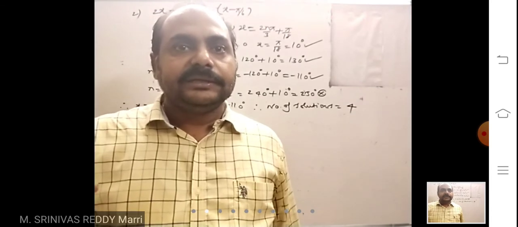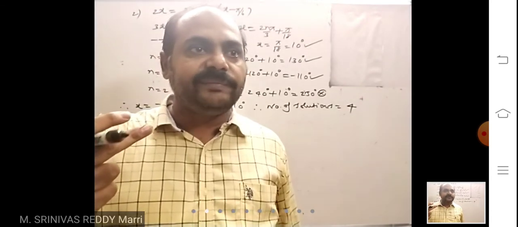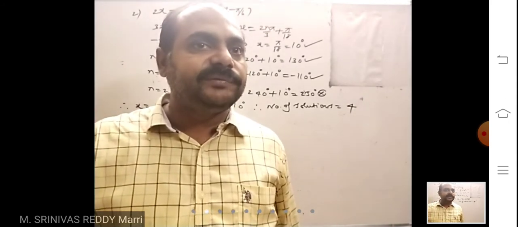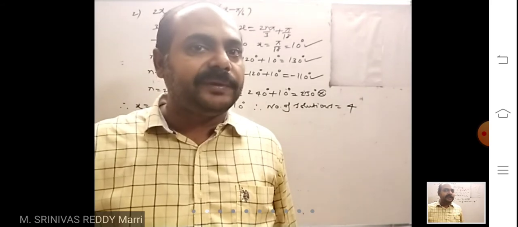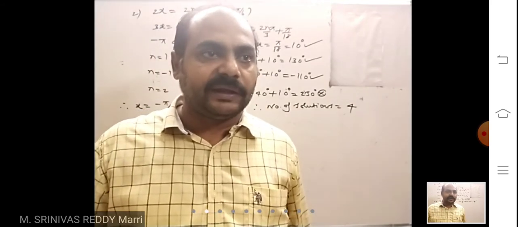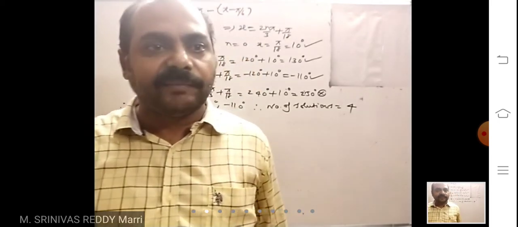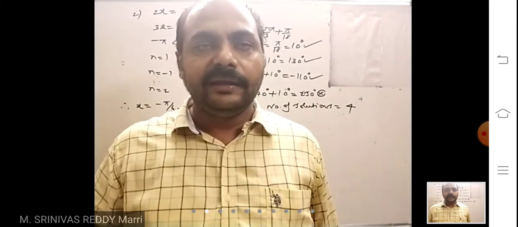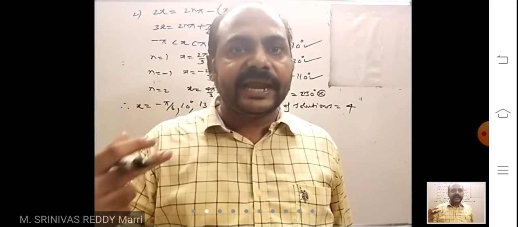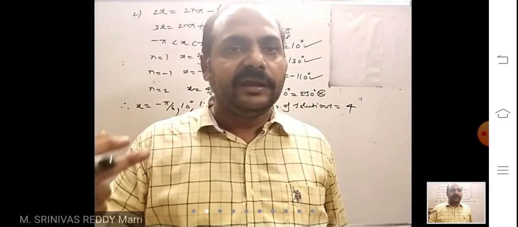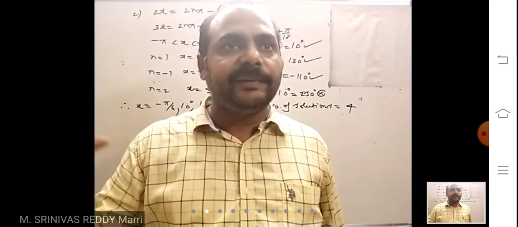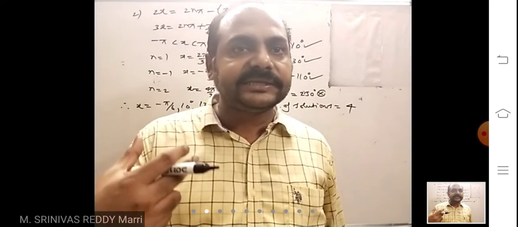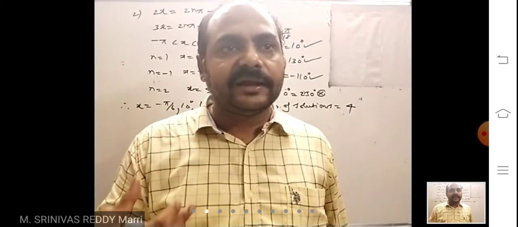Next is secant x. Secant x will be less than or equal to minus 1, or secant x will be greater than or equal to 1. It will not lie between minus 1 and 1. Next is secant square x. Secant square x always greater than or equal to 1. Next, cosecant x. Cosecant x will be less than or equal to minus 1 or greater than or equal to 1. It will not lie between minus 1 and 1. Next is cosecant square x. Cosecant square x is always greater than or equal to 1.